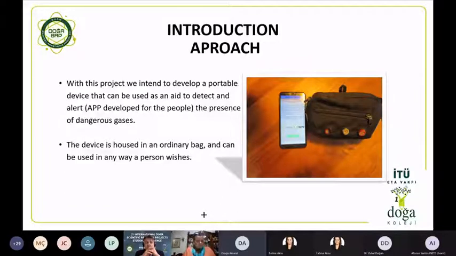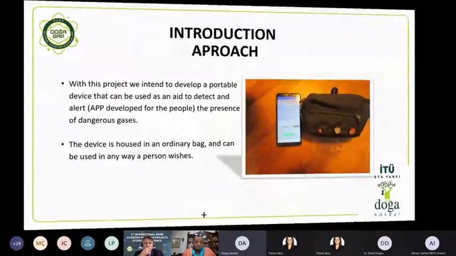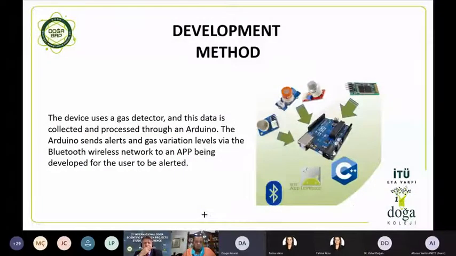The device is housed in an ordinary bag and can be used in any way a person wishes. The device uses a gas detector, and this data is collected and processed through an Arduino. The Arduino sends alerts and gas variation levels via Bluetooth wireless network to an app being developed for the user to be alerted.